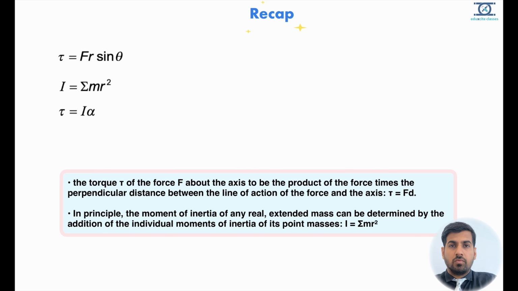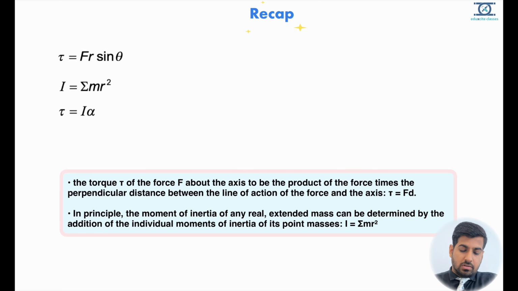If we have more than one object, we can find out the total moment of inertia using this formula. And another way of finding out the torque is equals to moment of inertia times angular acceleration, that is I times alpha. Okay, so you should know how to use this formula.